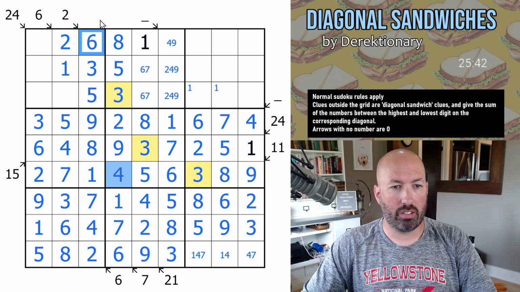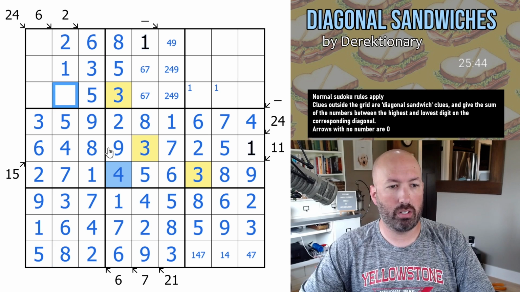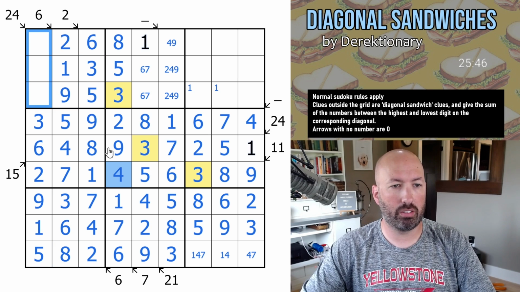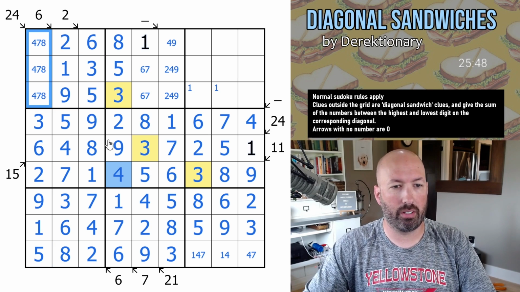And the 5 up above gives us the 5 and the 8. This is a 6. It's the only thing left in the column. This one is a 9. These are 4, 7, and 8. The top one can't be an 8.